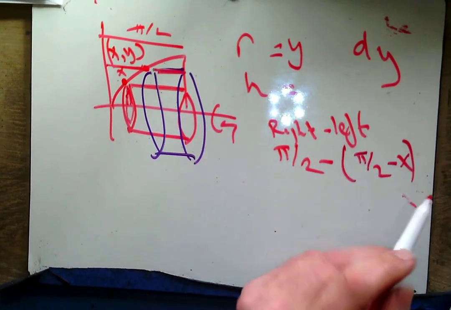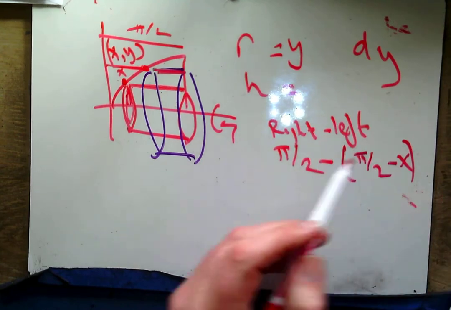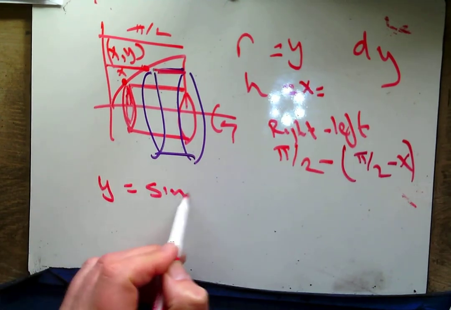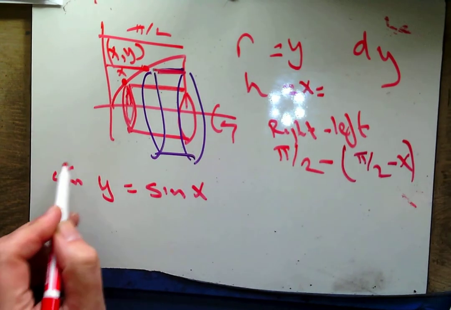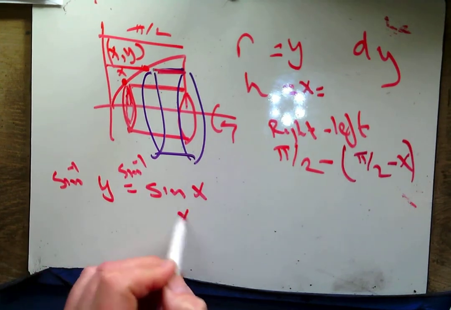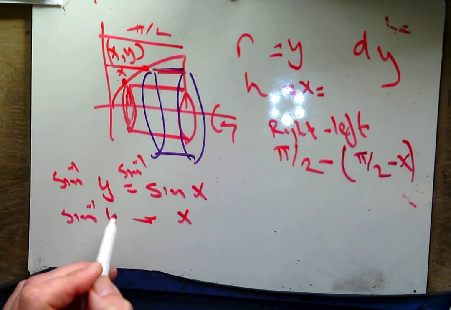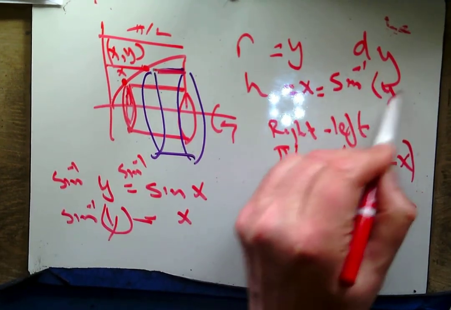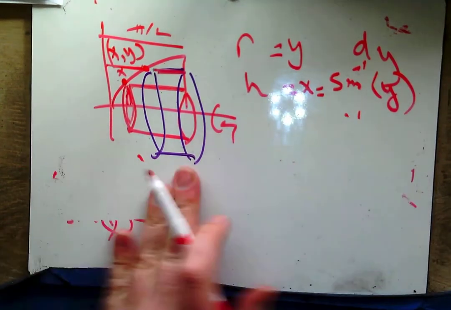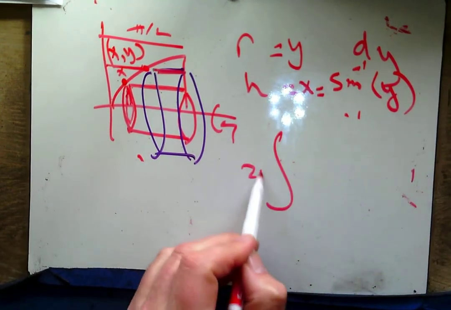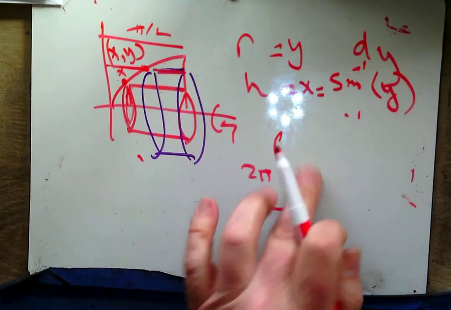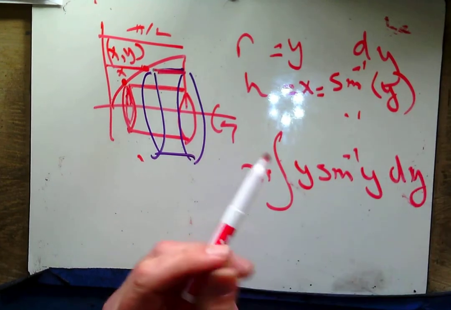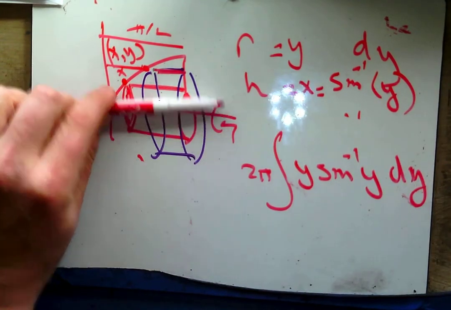Isn't that interesting? It's just going to be x. And what's x equal to? x equals sine x. We do the inverse sine of both sides. Get that x equals inverse sine of y. Okay, so our integral is going to be 2 pi y sine inverse of y dy. And we're integrating y's, so we're going from 0 to 1.